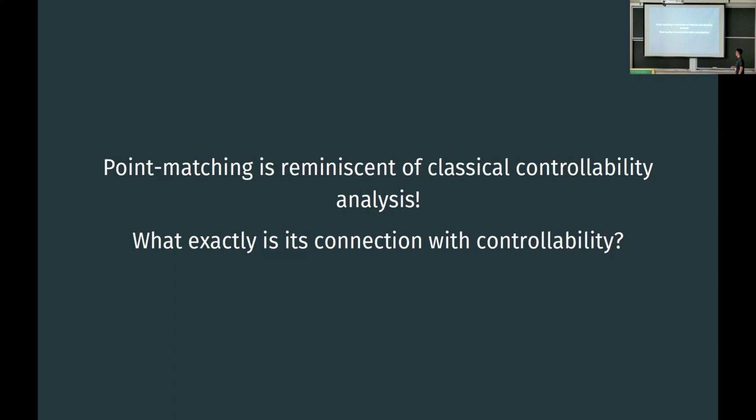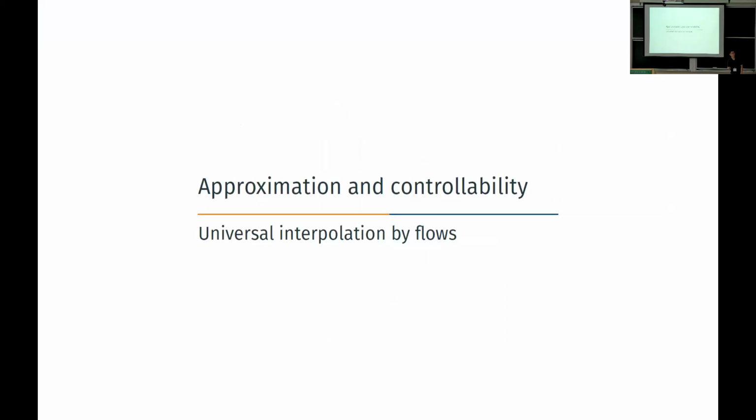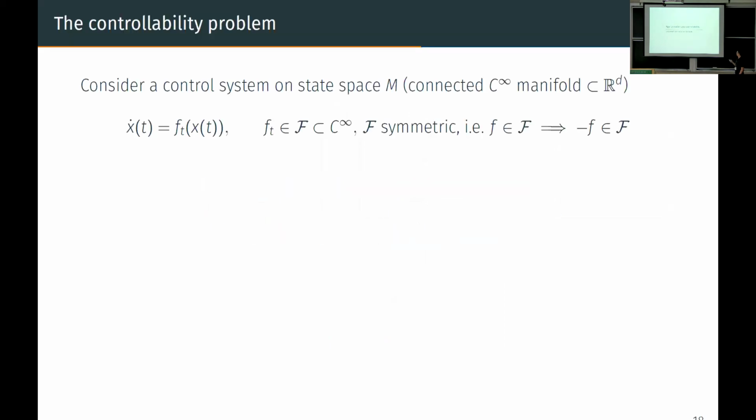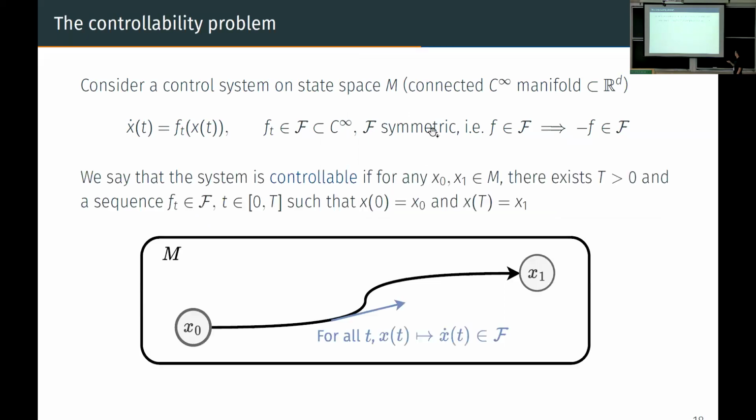So the question is, what is the connection between this result and controllability? Let me just remind you, I think many of the audience know exactly what this is. A controllability problem is a very related problem. We consider the same kind of control family on some manifold, but just imagine it's R^d. We say that the system is controllable if, given any initial point and any terminal point, there is a trajectory driven by the control family that maps the initial point to the final point. That's what controllability means.